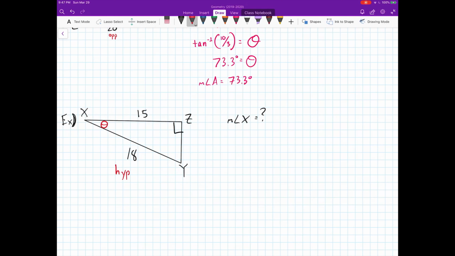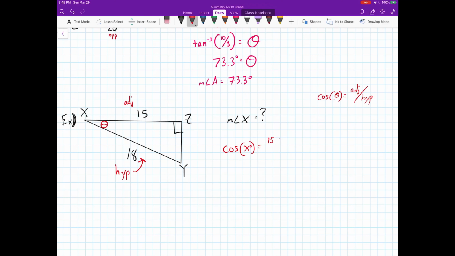Well, this time I have a hypotenuse across from the right angle. That doesn't change. 15 is adjacent. So they gave me adjacent and hypotenuse. That means I'm going to use cosine, because cosine of theta is equal to adjacent over hypotenuse. So cosine of x degrees is equal to adjacent over hypotenuse.